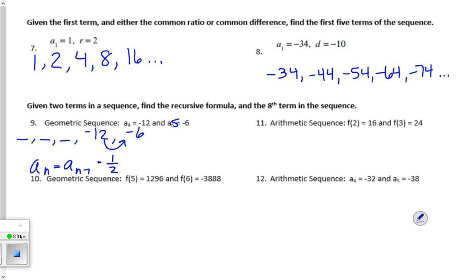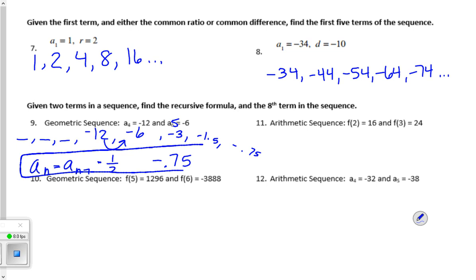Okay, so if I want the 8th term, I've stopped at the 5th right now. My next one would be negative 3, negative 1.5. Where am I at? 5, 6, 7. One more would be negative 0.75. Is that right? 0.75. Okay, so there's the rule, and there's the 8th term.